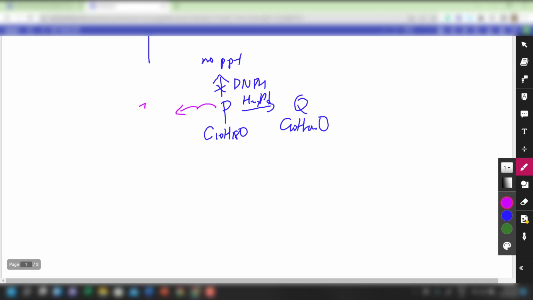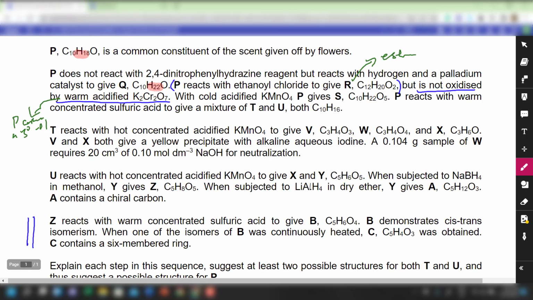P is a tertiary alcohol, and of course it contains a C=C double bond. Then moving on, with cold KMnO4, P gives S.